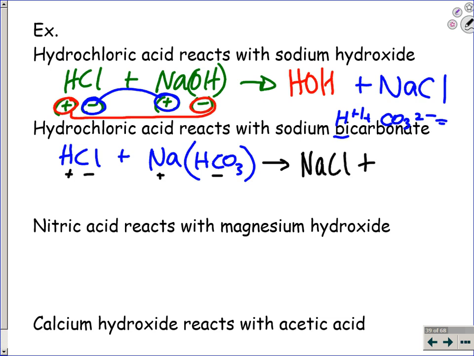I saw a couple of us put HCO3. Do you think we could simplify that? H2CO3. So instead of putting H and then HCO3, we're just pulling the H's together as 2. That's it.